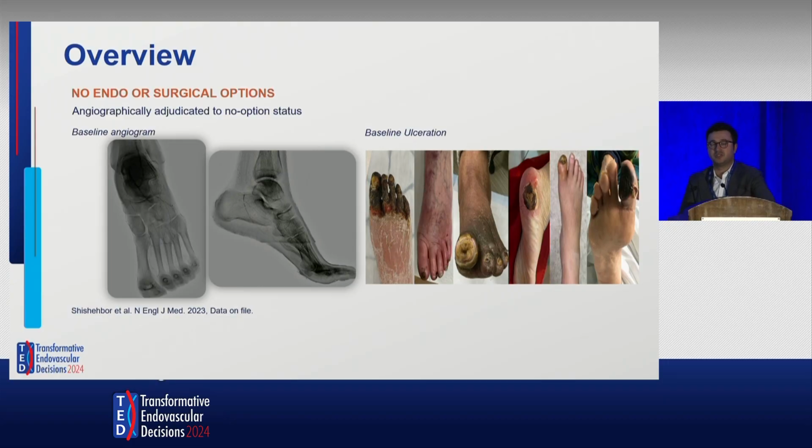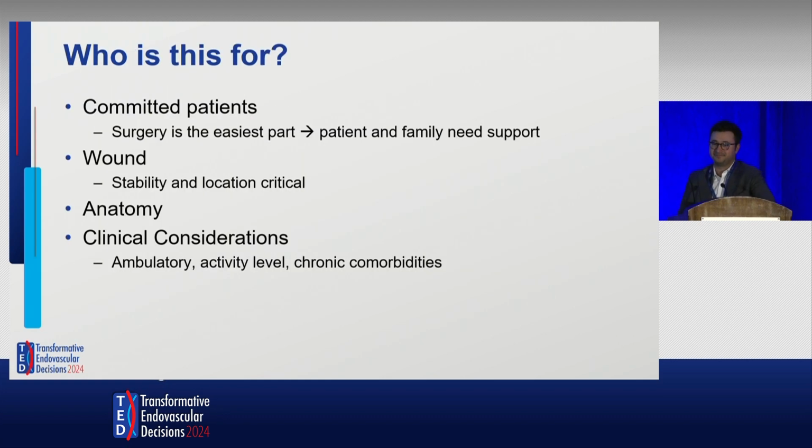And these angiograms can correspond with a variety of different physical presentations, right? Somebody who has a desert foot could have extensive forefoot gangrene, or they could have simply isolated hallux gangrene. So who are these interventions for? First and foremost, it's for committed patients. Surgery, delivering these therapies, is by far the easiest part of the management of them.